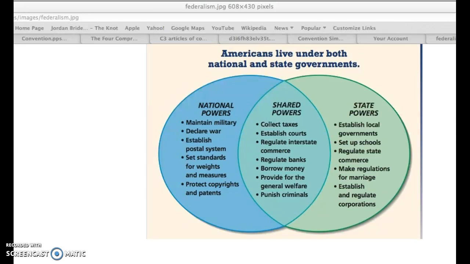This is the concept that makes our country and our Constitution work. On one side, we have national or federal powers. On the other, we have state powers. The definition of federalism is the division of federal and state powers. Now, they also share certain powers. Those are called concurrent powers.